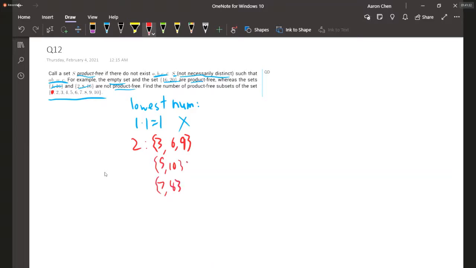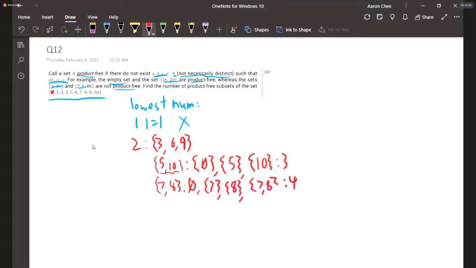So for 5 and 10, there are no restrictions other than the fact that you can't have both in the same set. So for 5 and 10, the possible subsets you can take from here are the empty set, {5}, or {10}, which is a total of 3 possibilities. And from 7 and 8, there are 4 possibilities, which are the empty set, {7}, {8}, and {7, 8}.